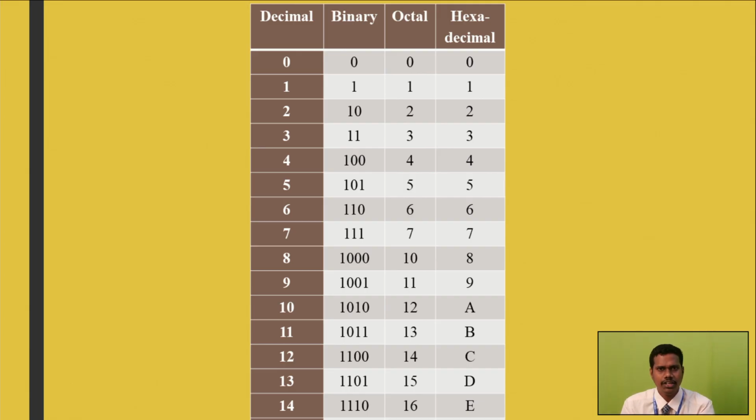Likewise, in octal also, after 7 there is no 8, so we represent the next value using combinations of ones and zeros. In hexadecimal also we use the same format. After 9 we use capital A, capital B, capital C, capital D, capital E and capital F. So capital F is the maximum limit used in the hexadecimal number system. After capital F, the 1 and 0 combinations will be continued.